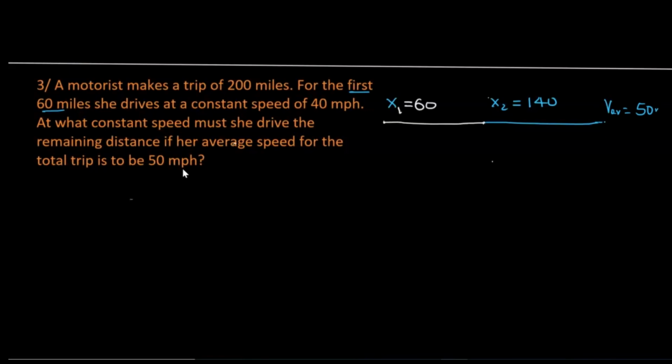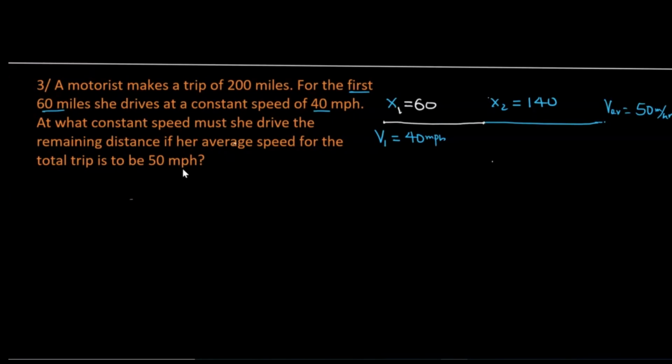All right, the average velocity is 50 miles per hour. So for the first 60 miles, her constant speed was 40. I would say v1, for the first trip, was 40 miles per hour. It's pretty slow. So this is just 40 miles an hour.